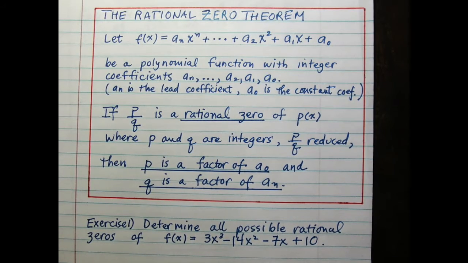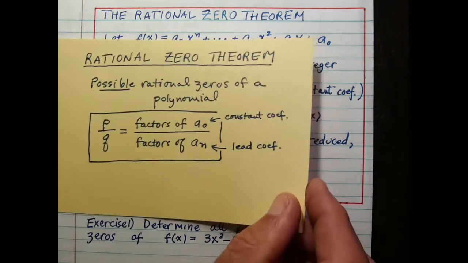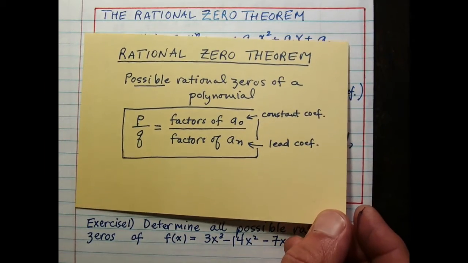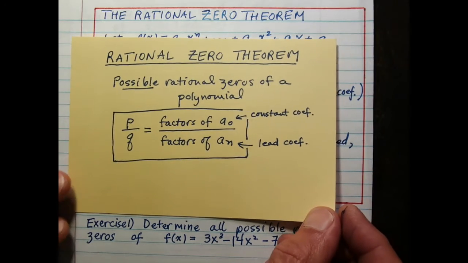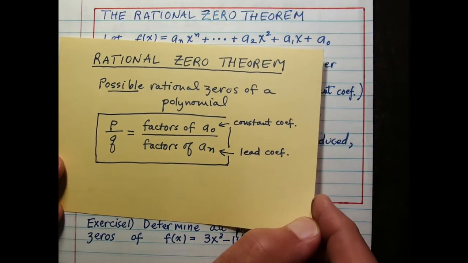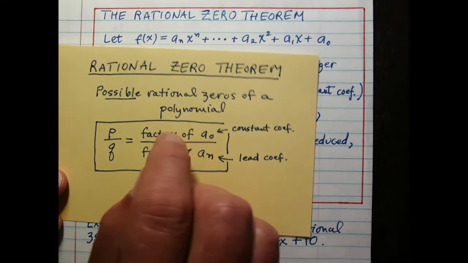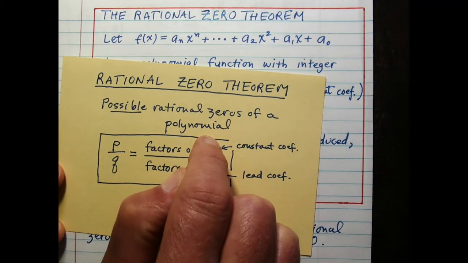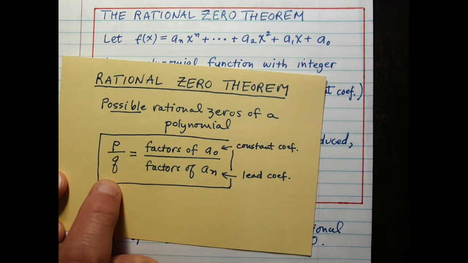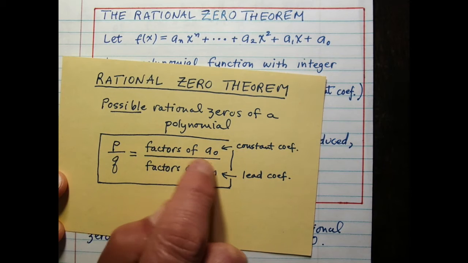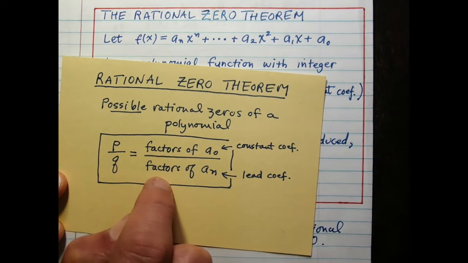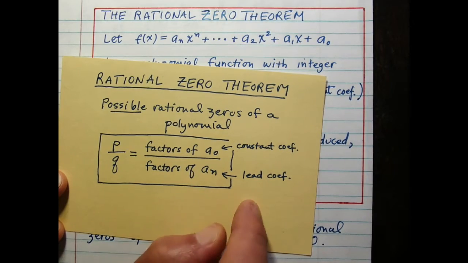Now, I'm just going to show you my yellow card I made for this one, because it's another theorem we're going to have to add to our yellow card list. You could kind of sum it up this way without all that notation. The possible rational zeros of a polynomial are going to have the form p over q, where p is a factor of a_0, the constant coefficient, and q is a factor of a_n, the lead coefficient.